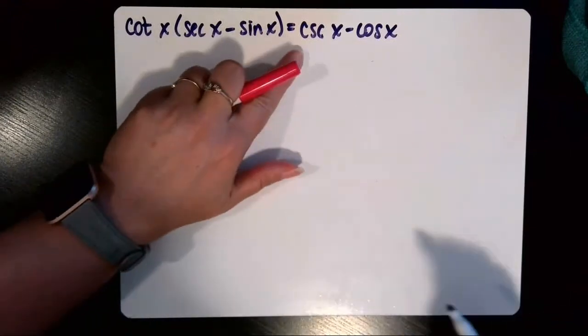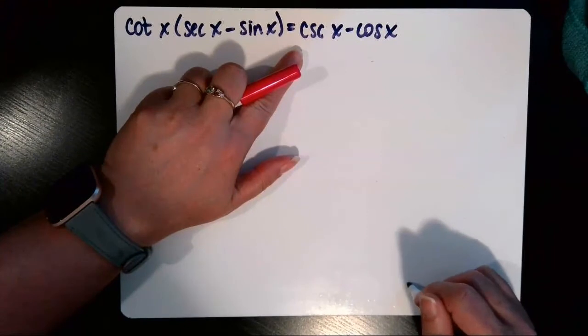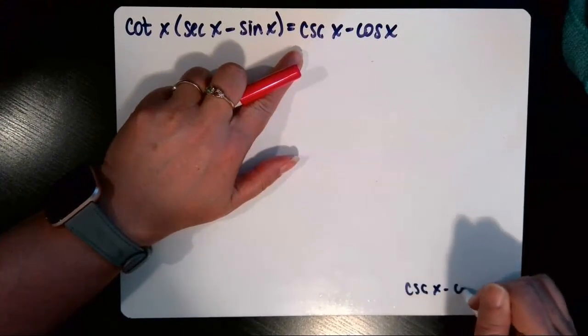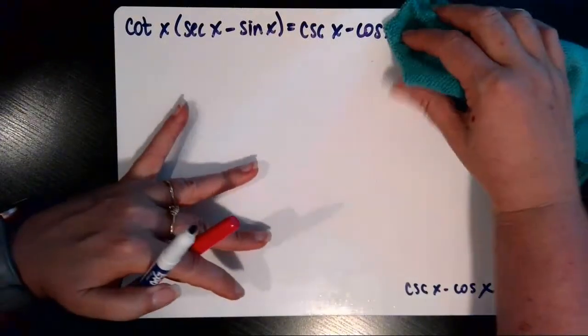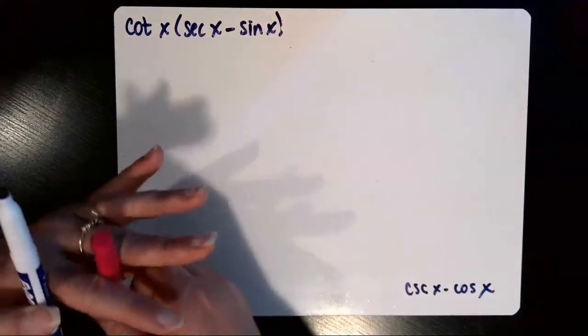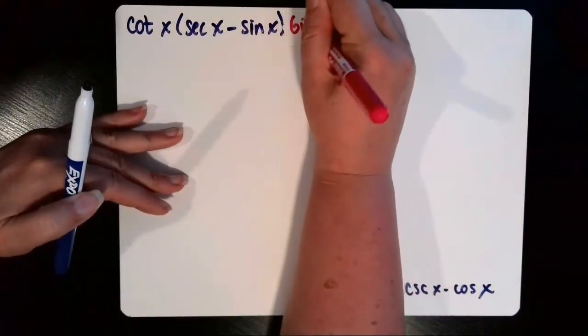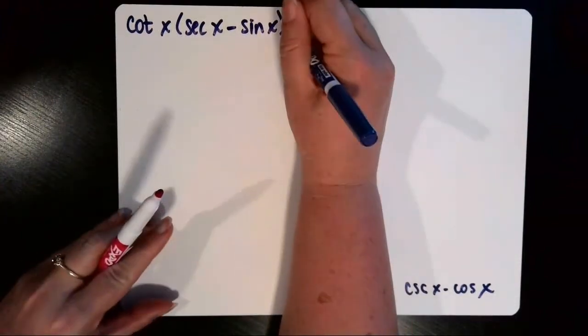So I'm going to just jot down in the bottom corner here where I'm headed, which is cosecant of x minus cosine of x. That's what I want to show is true. And then I'll just erase this to leave the more complicated side and then list that as my given information.